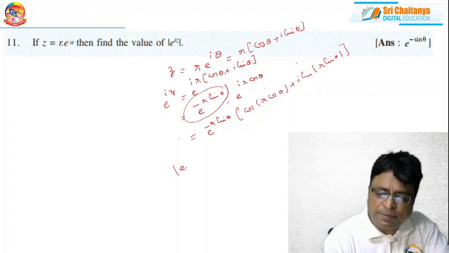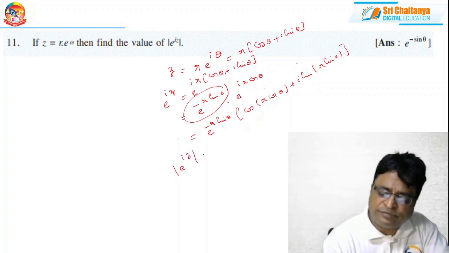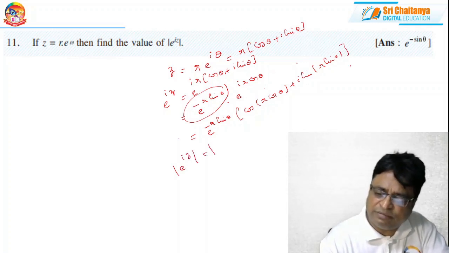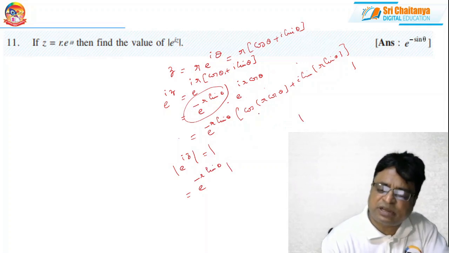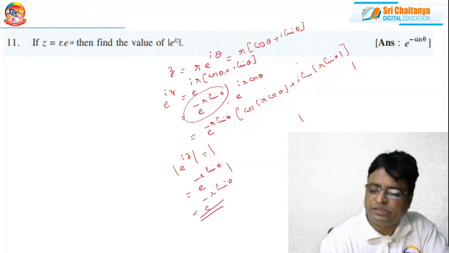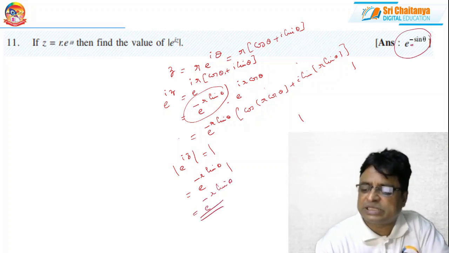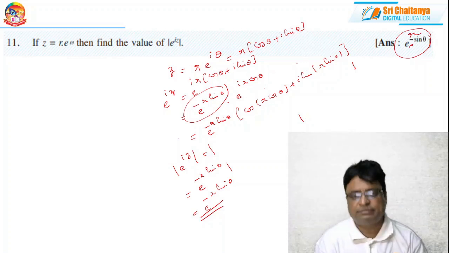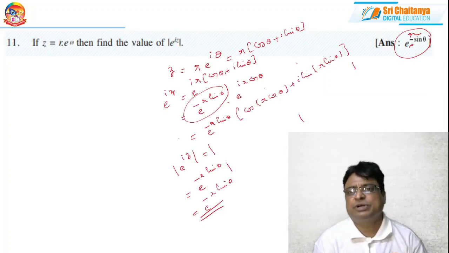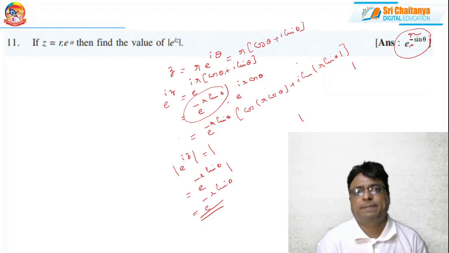Now mod of e power iz I want. That is the mod of this one. So this is e power minus r sin theta, and the modulus of cos of r cos theta plus i sin of r sin theta is 1. So e power minus r sin theta, I can get it. Here r was missed, so replace with r. So e power minus r sin theta. Okay, my friends, that is the answer to this particular question.